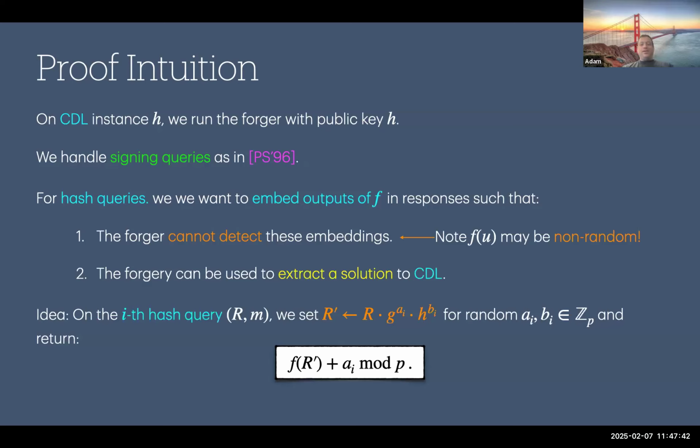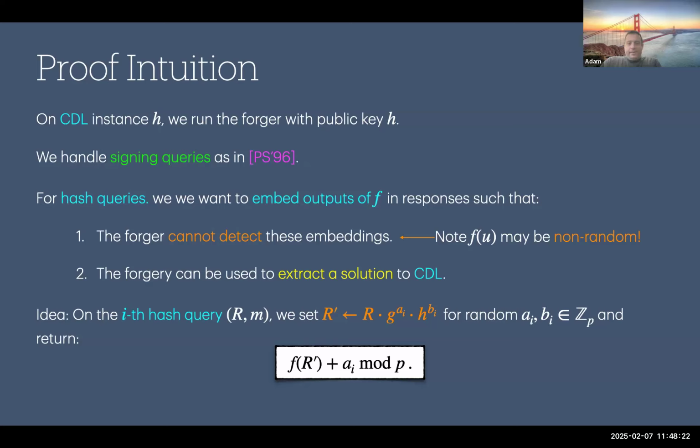Okay, so this is what we do. When the adversary makes a hash query R, comma M, we compute this R prime, which is R times g to the a_i times h to the b_i for random a_i, b_i. And we return the value F of R prime plus a_i mod B. So that's how we answer the hash query. Oh, that's how it works in Schnorr, right? So we're proving security of Schnorr, right?